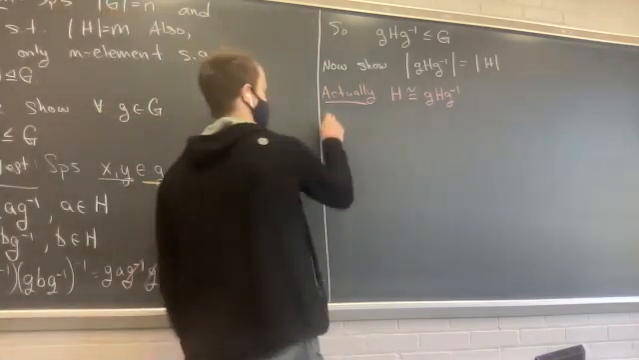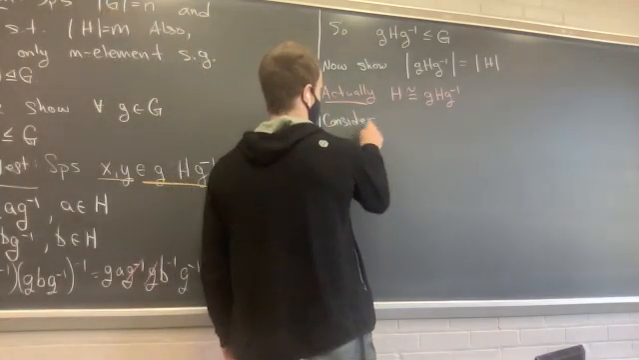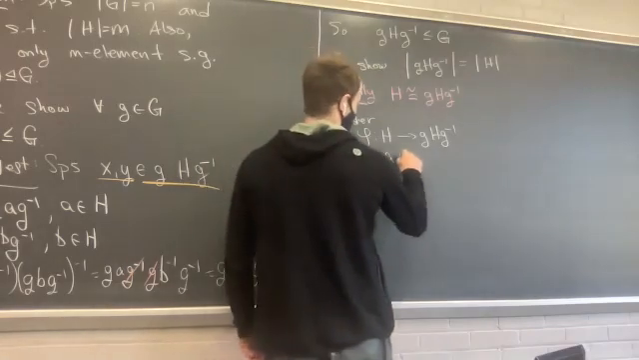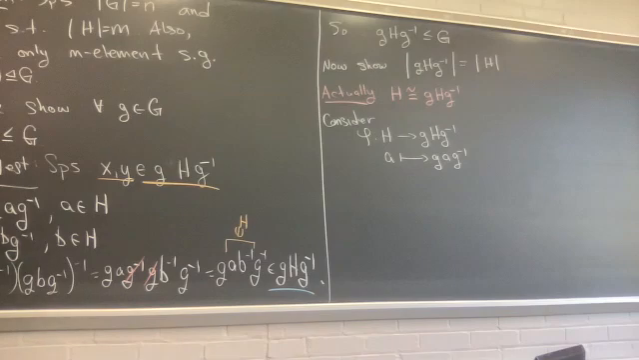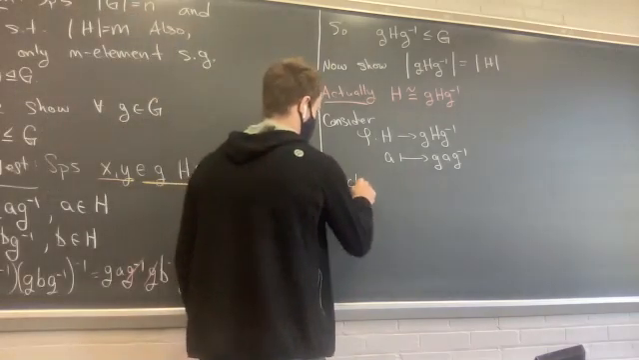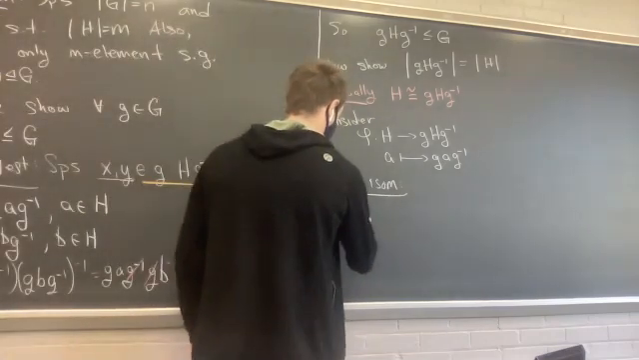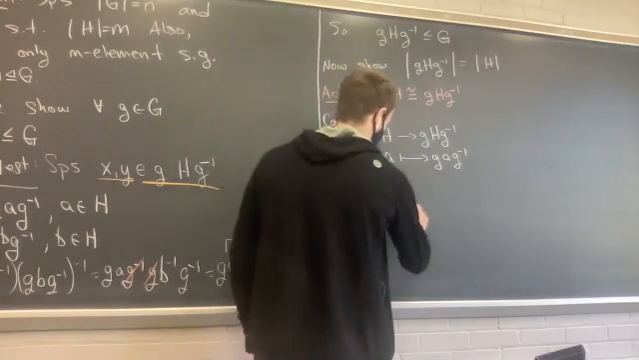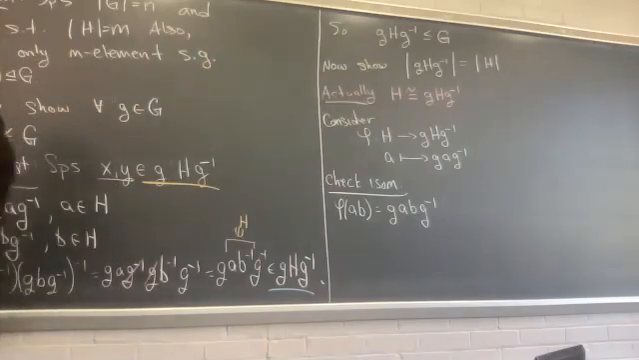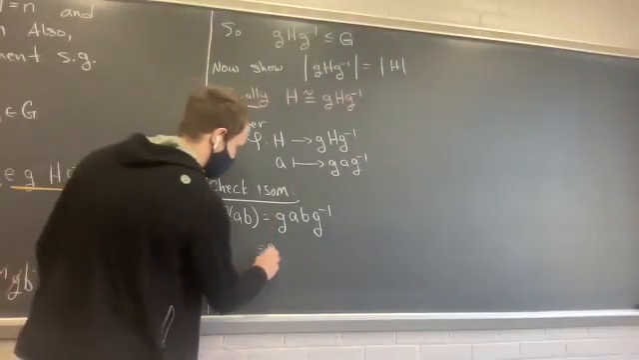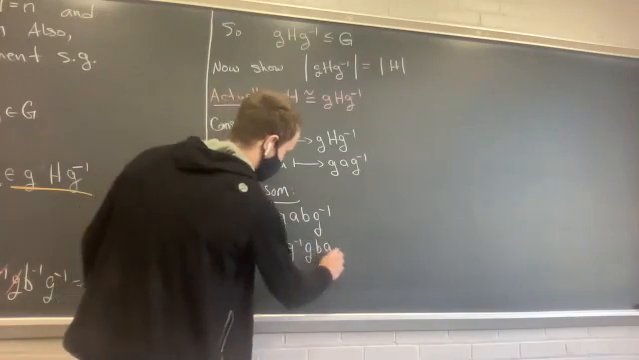And how can we prove that? Well, let's consider phi, which goes from H to gHg inverse, which takes an element from H, we'll call it a, and it sends it to g a g inverse, like that. And then we need to check this is an isomorphism. Right, so let's look at phi of ab. Well, that's going to be g a b g inverse by the definition of phi, right? And now that's going to be g a g inverse g b g inverse.